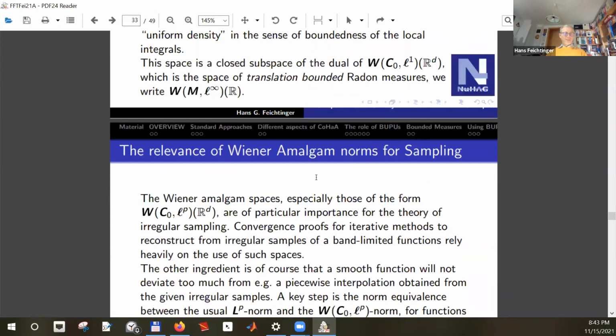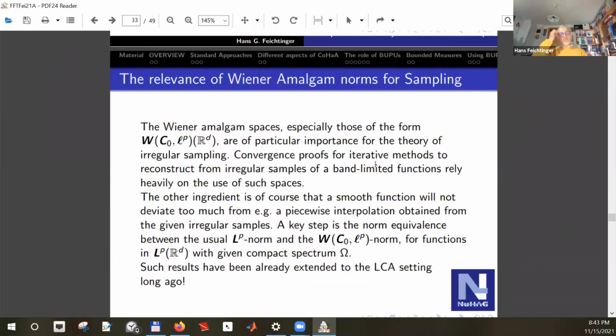Now, what else can be used to do these BUPUs? The first thing is, of course, you can define amalgam spaces. So more or less you cut a given function into pieces, measure the local pieces with the local norm, and you create a global decay condition.